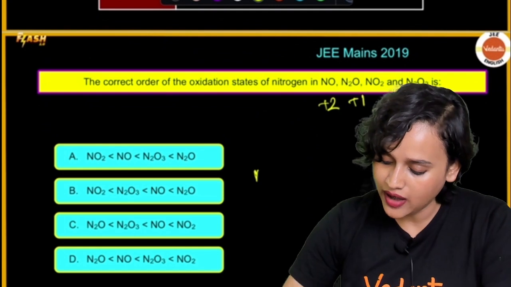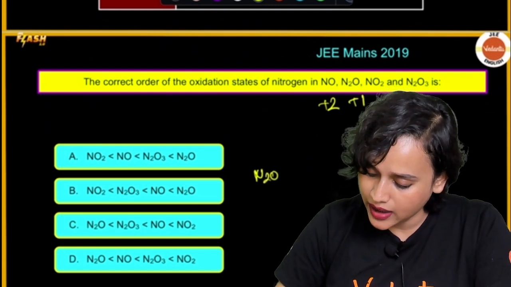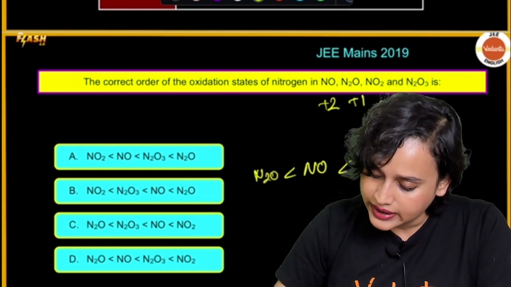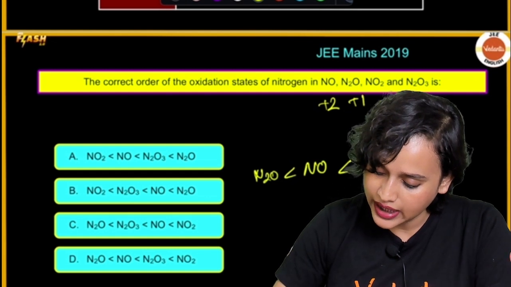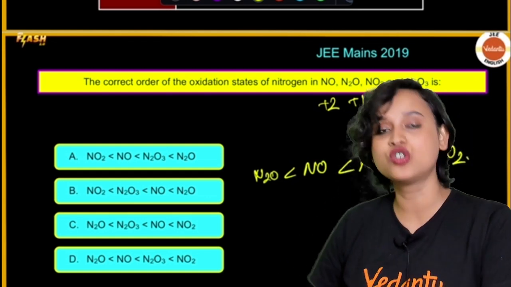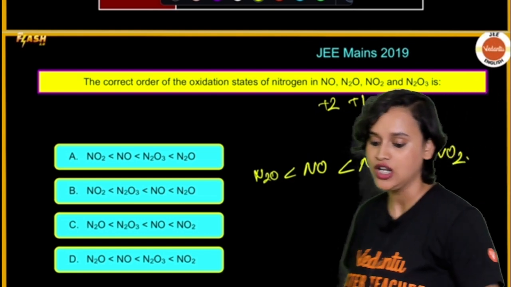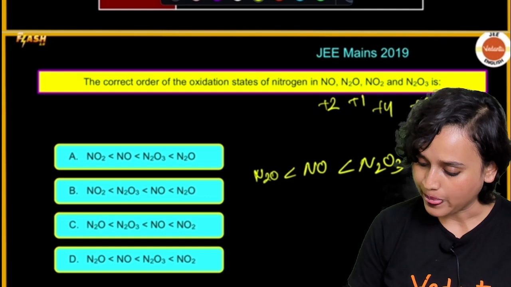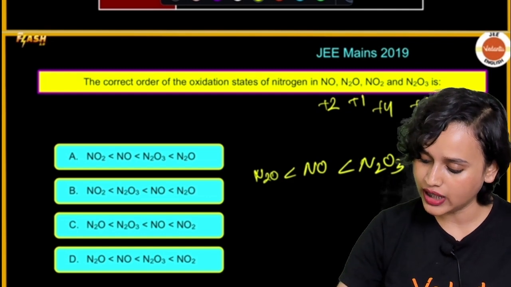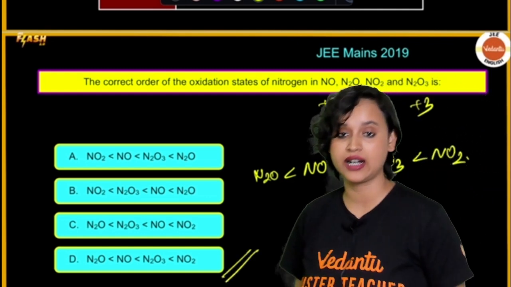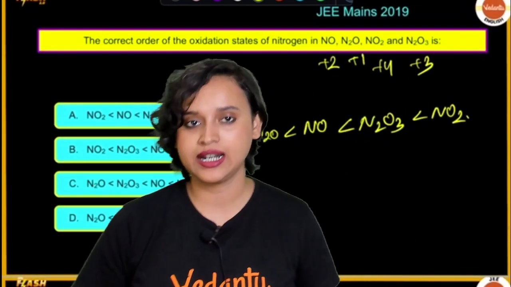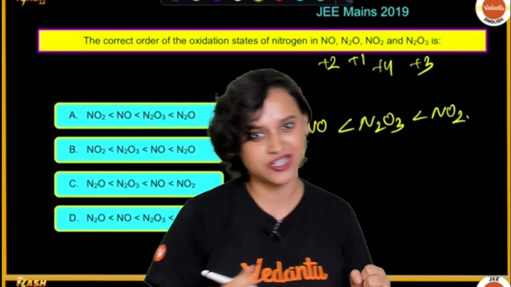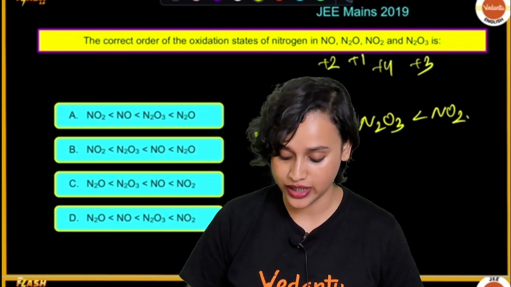So what do we have? We have N2O, then NO, then N2O3, and then finally NO2, which is the +4 oxidation state. So this is the correct answer. Which one is it? N2O, then NO, then N2O3, and then NO2. So option D is our correct answer. Why am I running like this, guys? That's because we have to finish the chapter quickly.